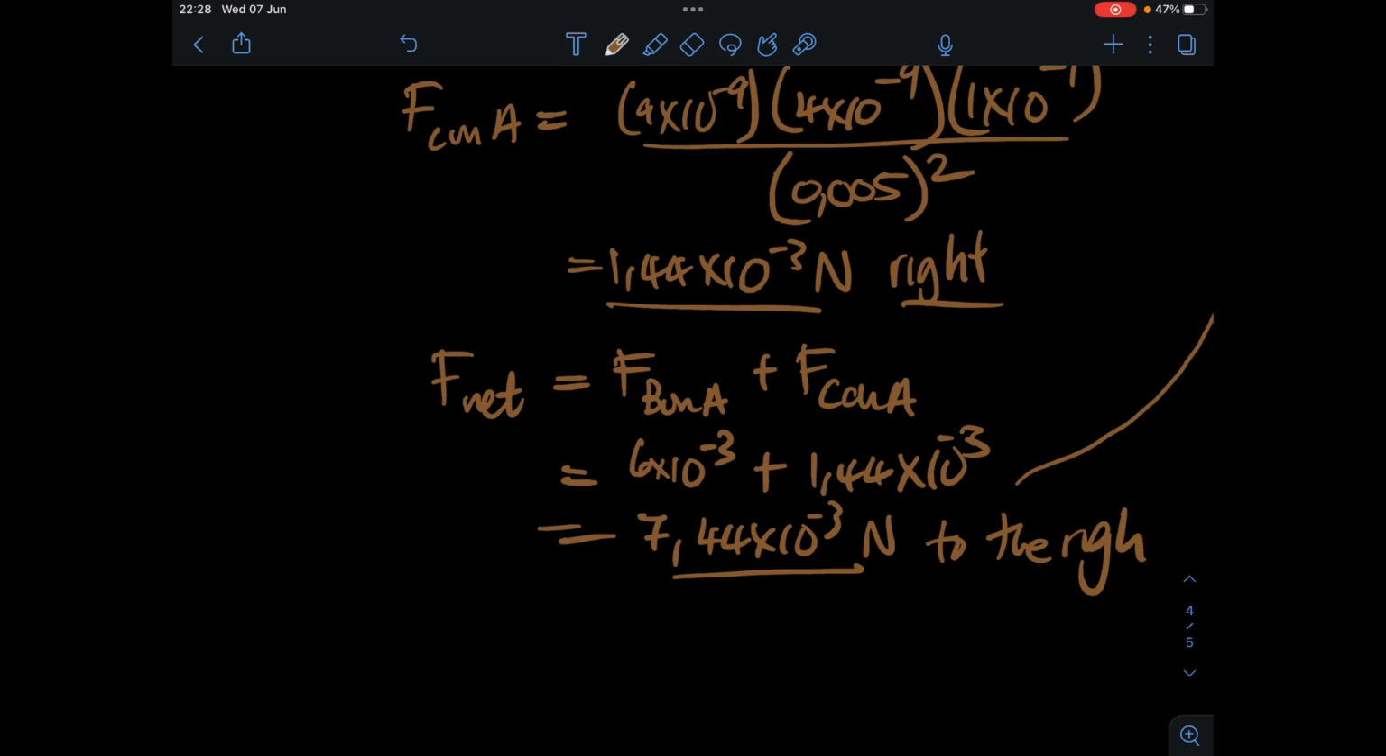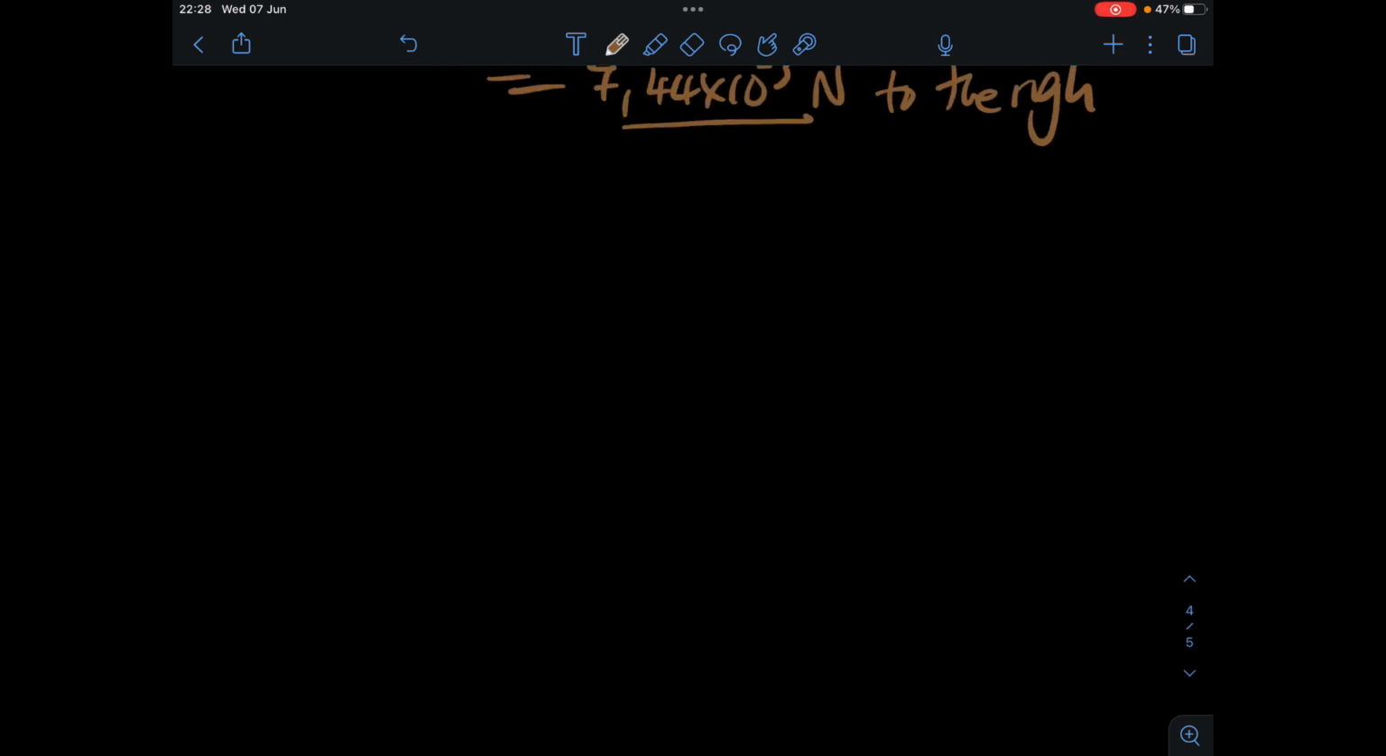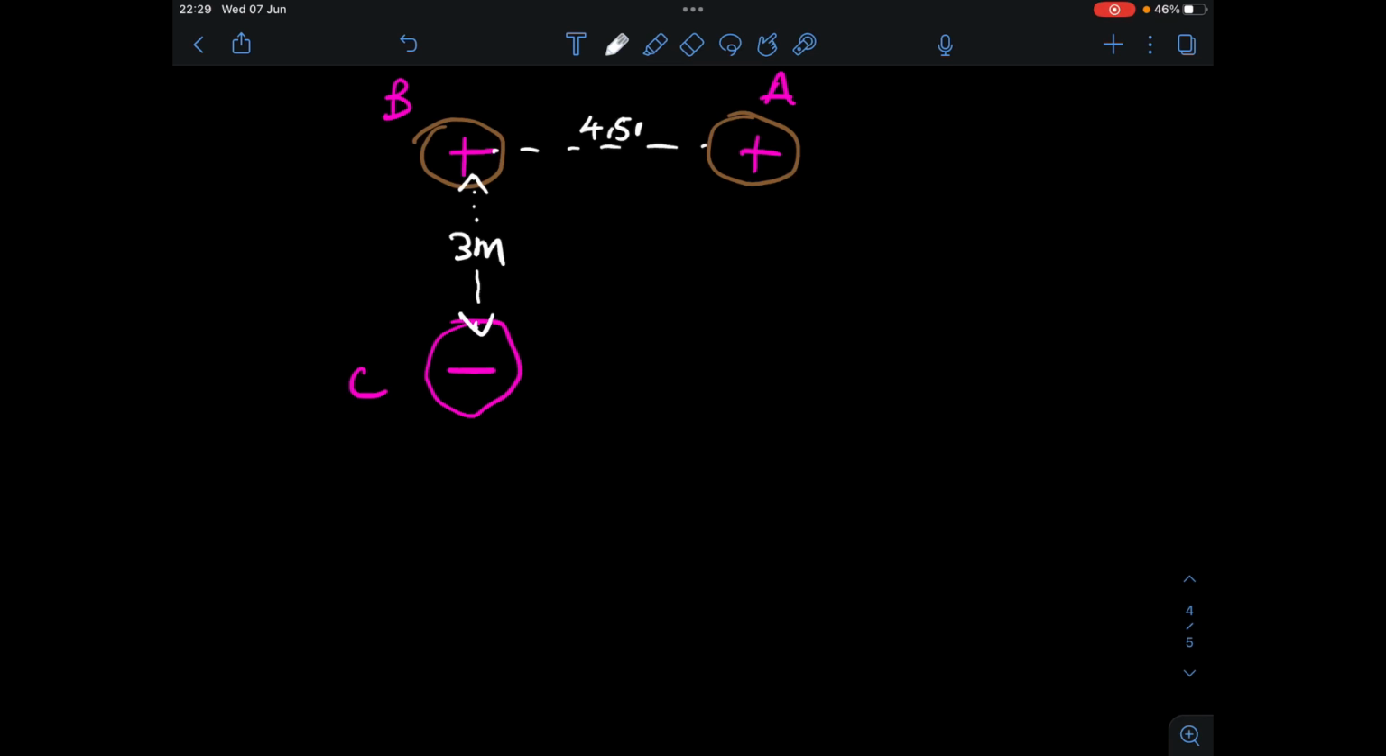Now, let's look at when the charges are at right angle. Let's say we have a charge here, and a charge here, and another charge here. This is positive, and this is negative. Let's say this is B, this is A, and this is C, and the distance between them, from their centers, is 3 meters and this is 4.5 meters. This charge is negative 3 microcoulomb, and this one is 9 microcoulomb.